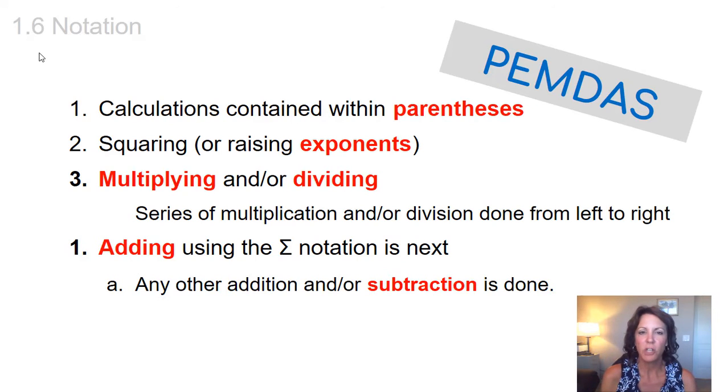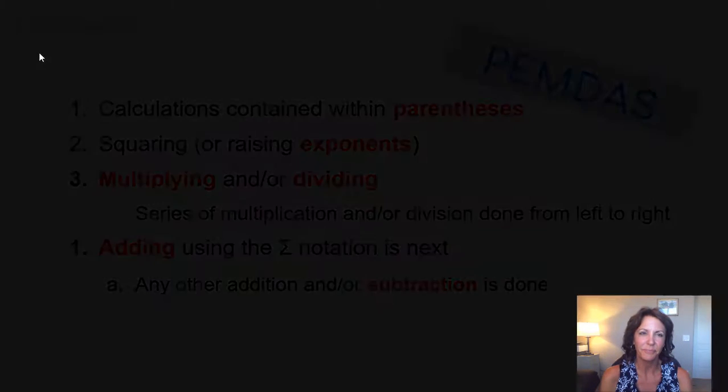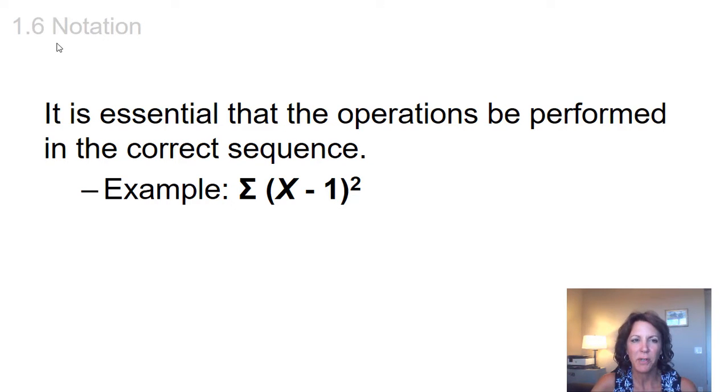Before we get to addition and subtraction, we're going to add using this sigma symbol. So that sigma symbol comes in after the first three steps. And then any other addition and subtraction is done after the sigma sign is there, if it is there. It is very important, dare I say essential, that these operations be performed in the correct sequence.